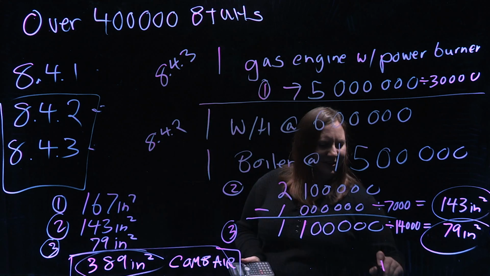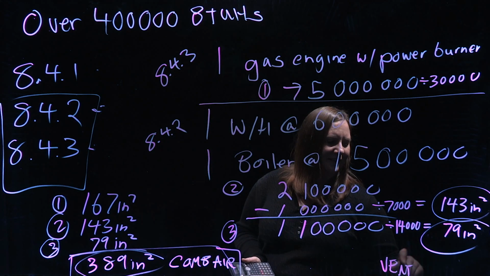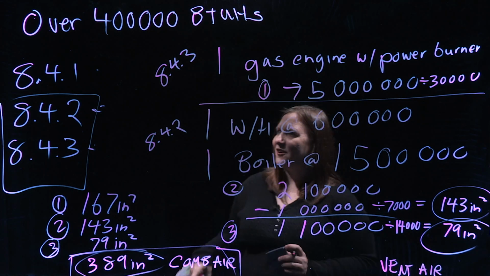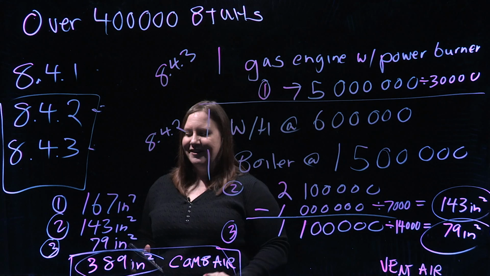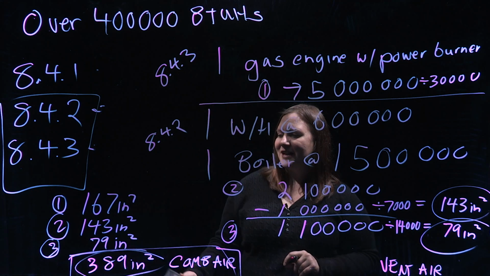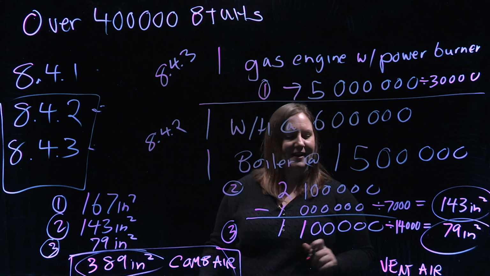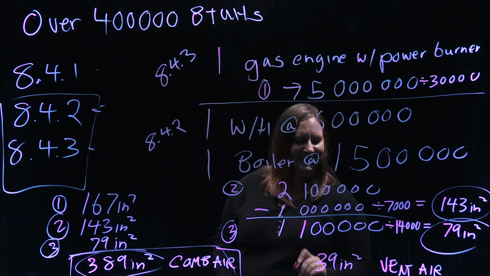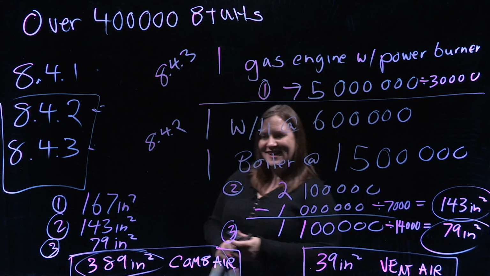And then what is it I'm doing for ventilation air? That's right. I know someone out there said, oh, you go to 8.4.1, that's 10% of that, but not less than 10 square inches. So 10% is 38.9. So we're going to say that we need 39 square inches of ventilation air opening.